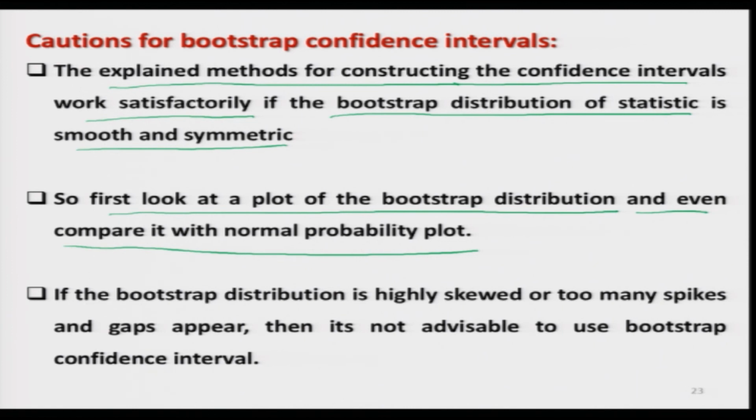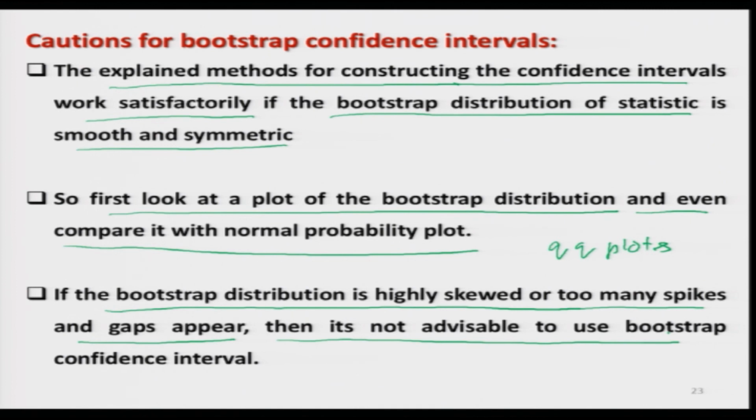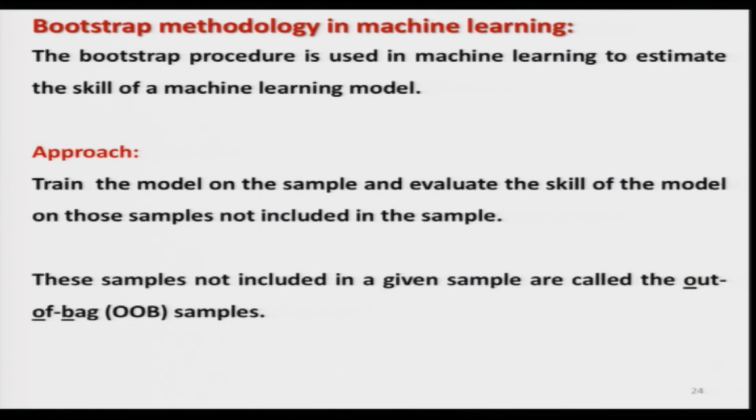In R, there is an option called Q-Q plots. They can help you in plotting the normal probability plot, and I will show you in R that it is automatically obtained when you are trying to do the Bootstrap confidence interval. And if the Bootstrap distribution is highly skewed, or there are too many spikes and gaps clearly appearing in the histogram or the density curve, then in those situations it is not advisable to use the Bootstrap confidence interval, but that is also true for the usual tools of statistical inference.